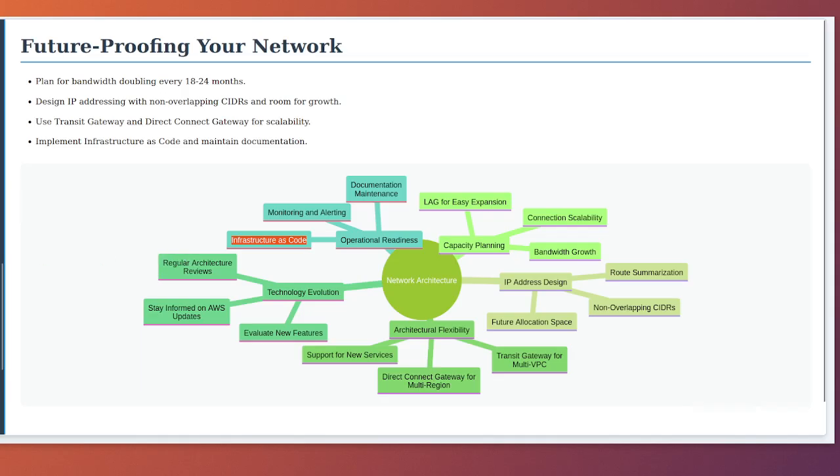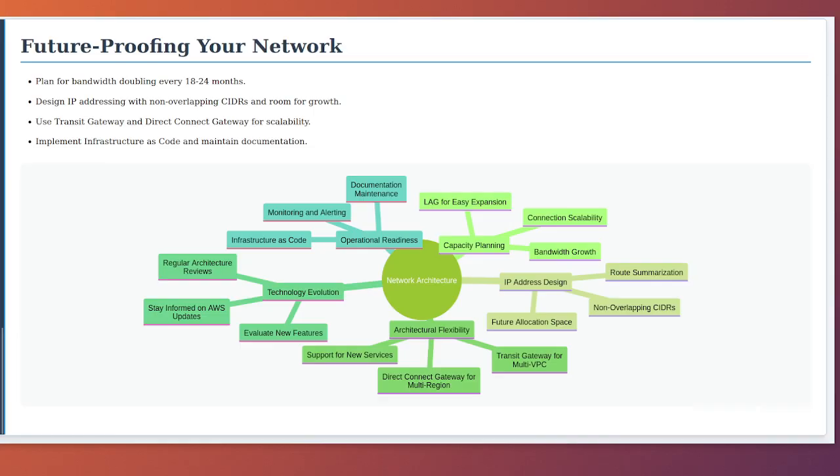Stay informed about AWS service evolution. AWS regularly announces new networking features and services. Recent years have brought SiteLink, MAC-Sec support, 100 gigabit connections, and various transit gateway enhancements. Subscribe to AWS networking blogs and attend AWS events to learn about new capabilities. Periodically review your architecture against new features to identify opportunities for improvement or simplification.